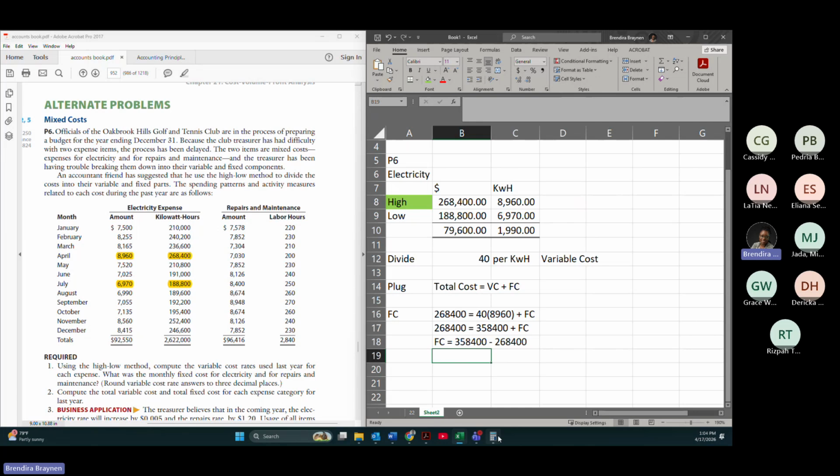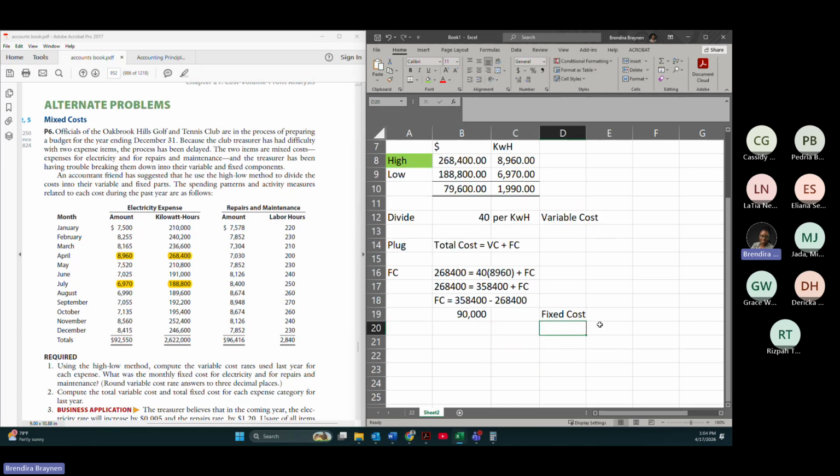Okay, so my fixed cost would be equal to that. So my fixed cost is equal to 358,400 minus 268,400. My fixed cost is $90,000. So that's supposed to be my fixed cost.